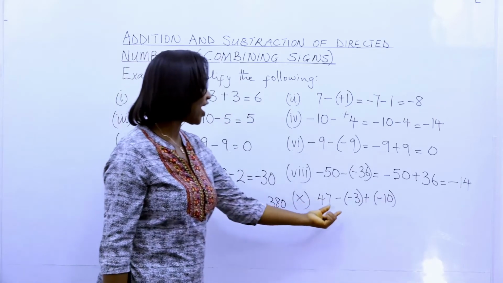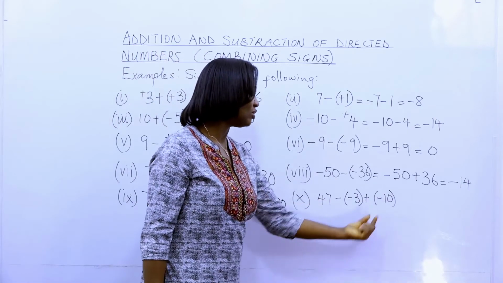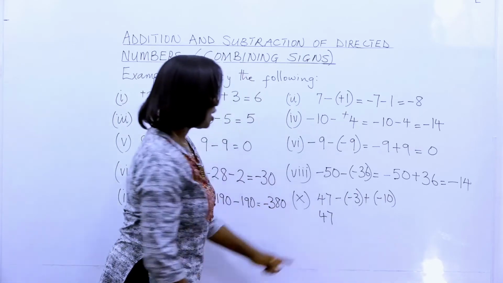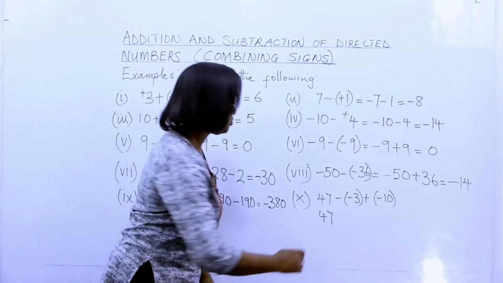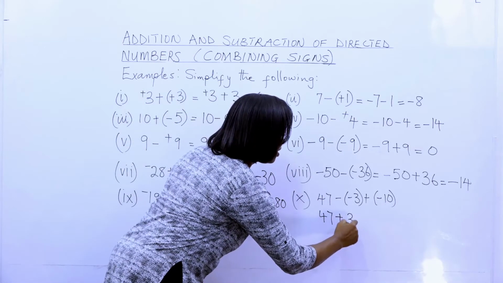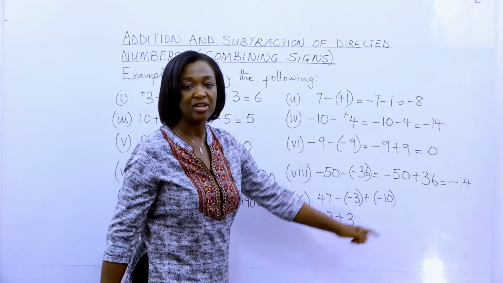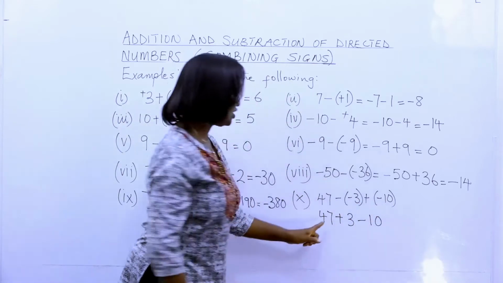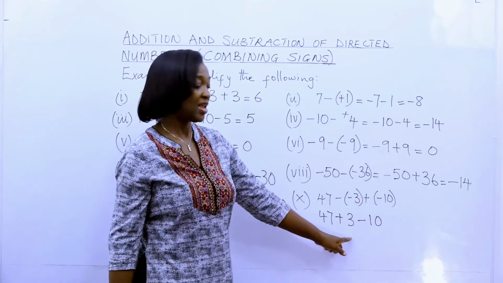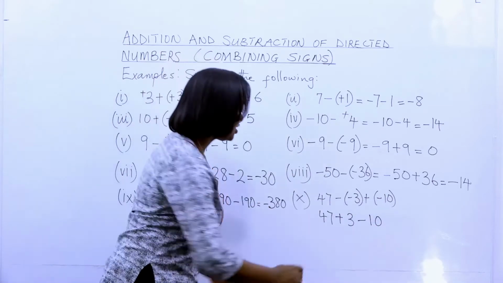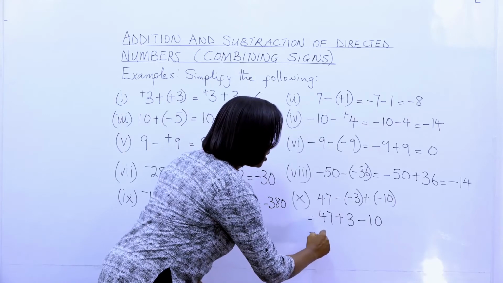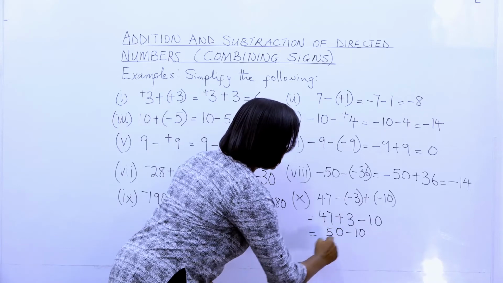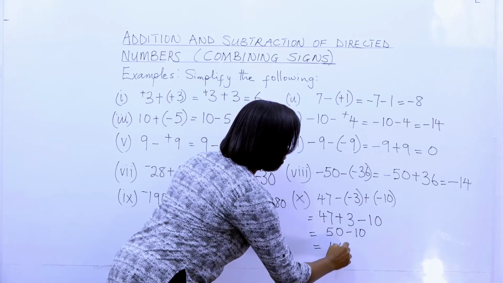So let's simplify these double signs in the middle before we continue. So that becomes 47 minus and minus will give us plus, and plus and minus will give us a minus. So it becomes 47 plus 3 minus 10. And 47 plus 3 is equal to 50. And 50 minus 10 will give us 40.